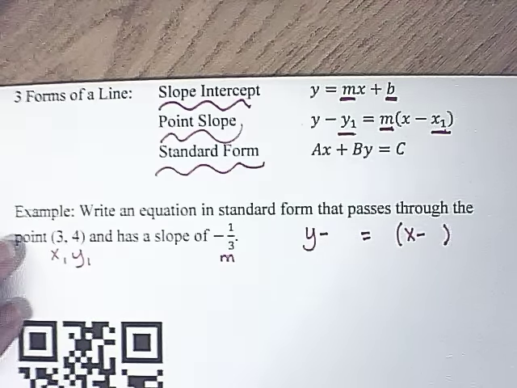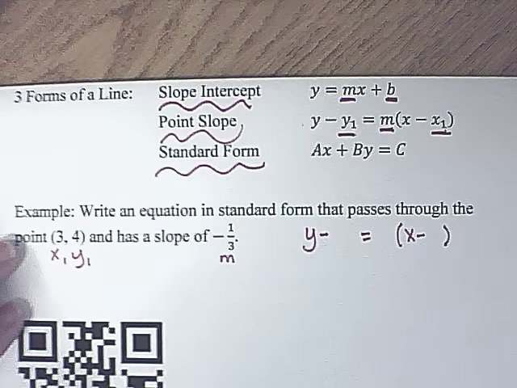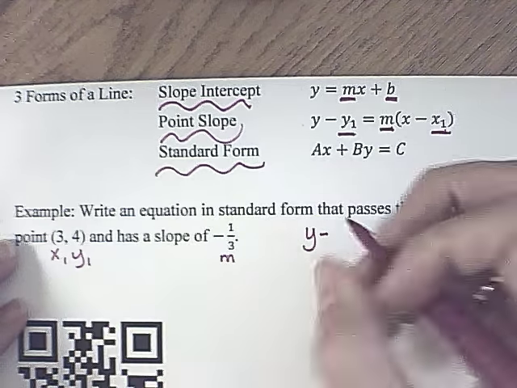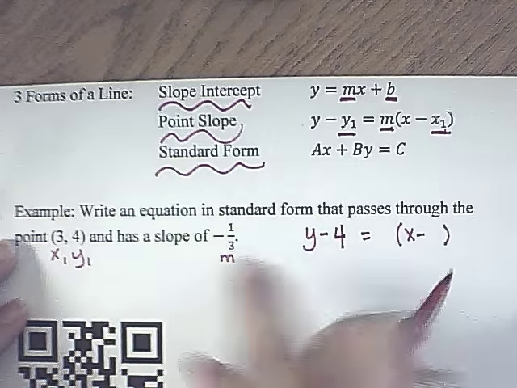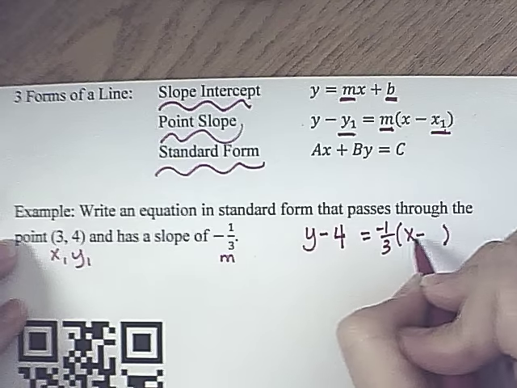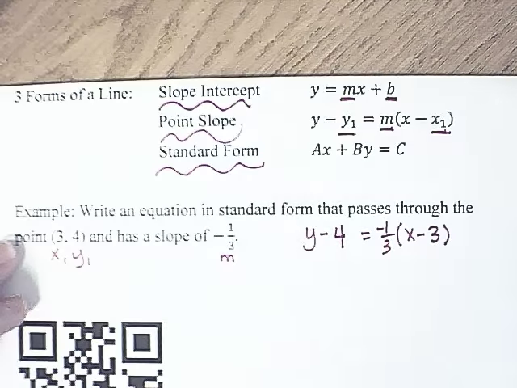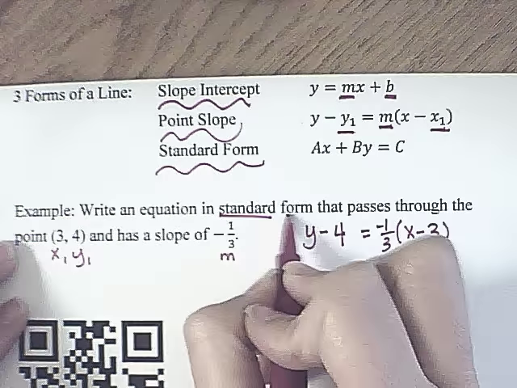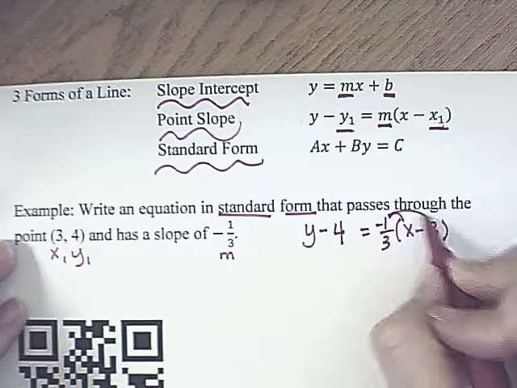In my class, we focused a lot about writing the skeleton so that we wouldn't make a mistake later with our signs. Then we can plug in our points. So y minus 4 equals the slope, negative 1/3, times x minus 3. Again, if I was asked for any equation, I could stop there. I was asked to get it in standard form. So now I'm going to need to distribute.